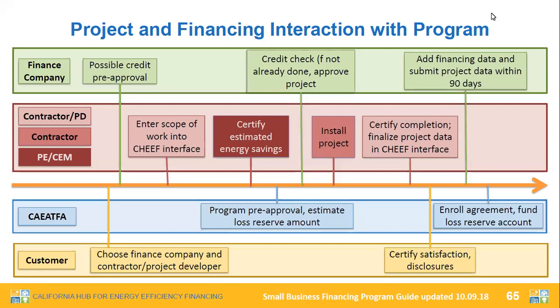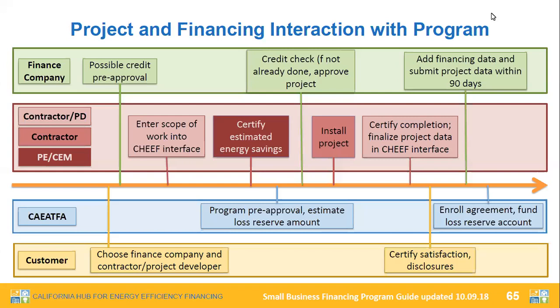After which, that's when we get notification that there is a project that has been submitted to us, and we'll do a check on a few points just to make sure that the project qualifies, and then the UI will provide the estimated loss reserve amount. At that point, the lender can do another credit check if necessary, or if not already done, and that's when installation happens. After that, the various contractors and project developers will certify that their work is complete. The customer certifies that they're satisfied and gives us their disclosures.